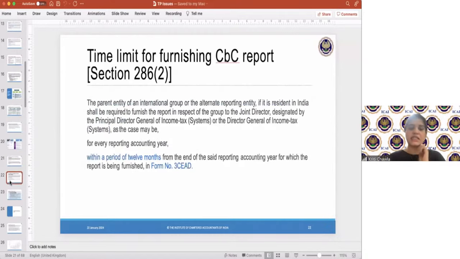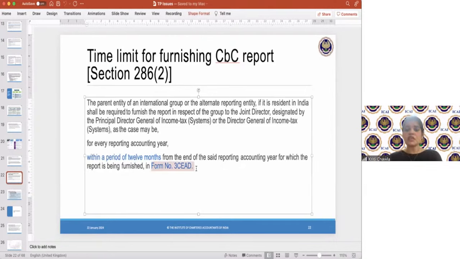The next thing is that they have provided a time limit for furnishing of CBCR. This is within 12 months from the end of the said reporting accounting year. And this is the form that is provided here. The question is that, as far as CBCR is concerned, it is filed if the threshold is more than 6400 crore rupees, and this is filed within a period of 12 months from the end of the reporting accounting year.